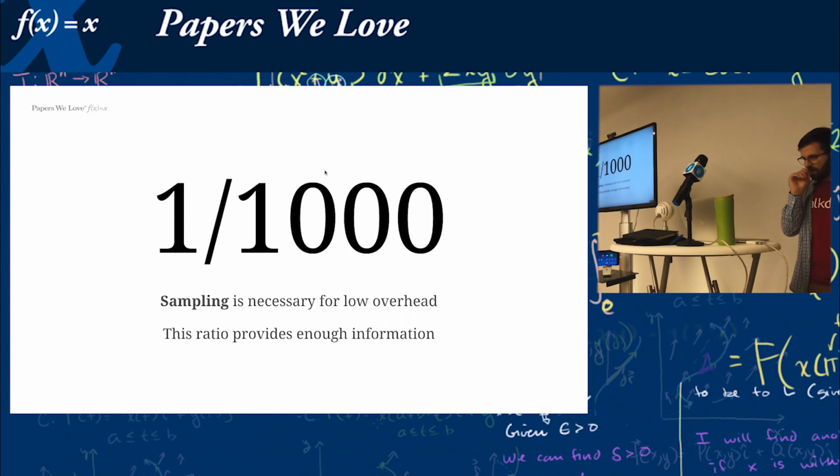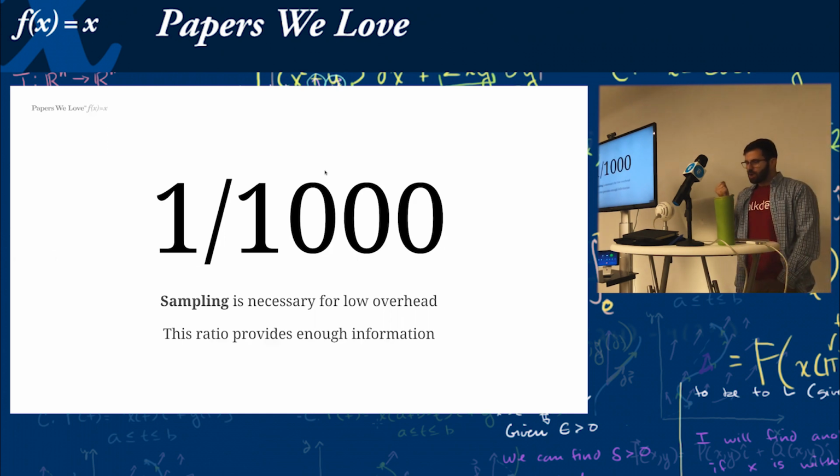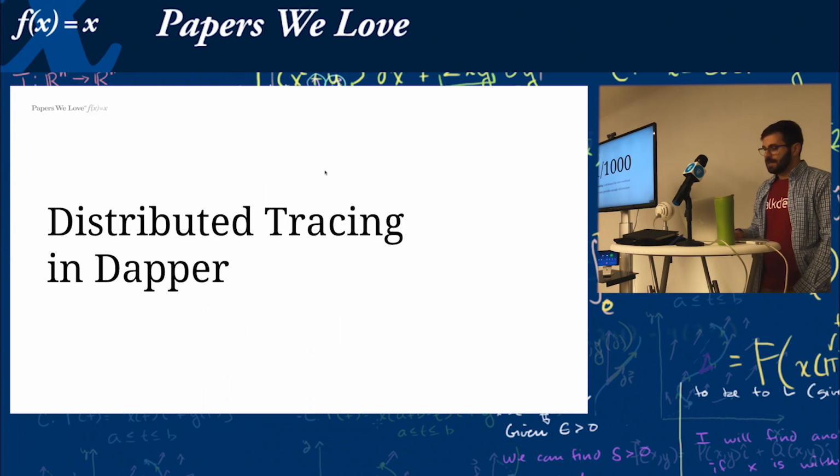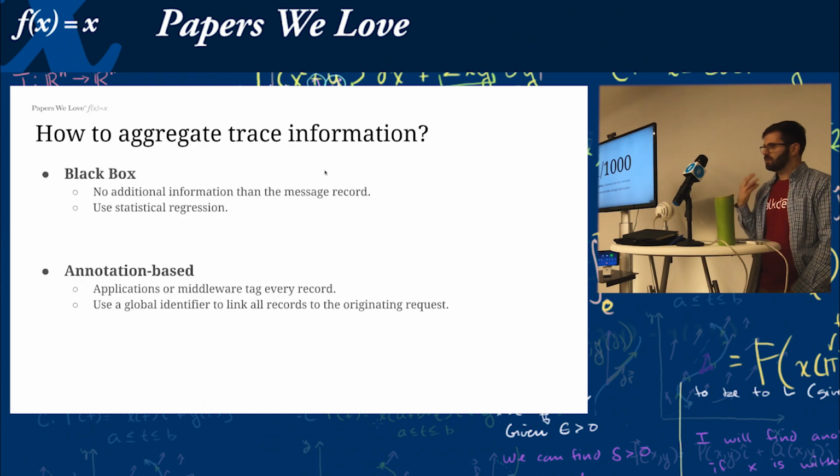And another interesting number: Google also found that sampling is necessary. You cannot trace everything in production. It will have an impact. I will show you in some slides. The ratio they found that was good for production is 1 in 1,000. It's not 1% of the traces. And this ratio is enough to provide detailed information about the requests.